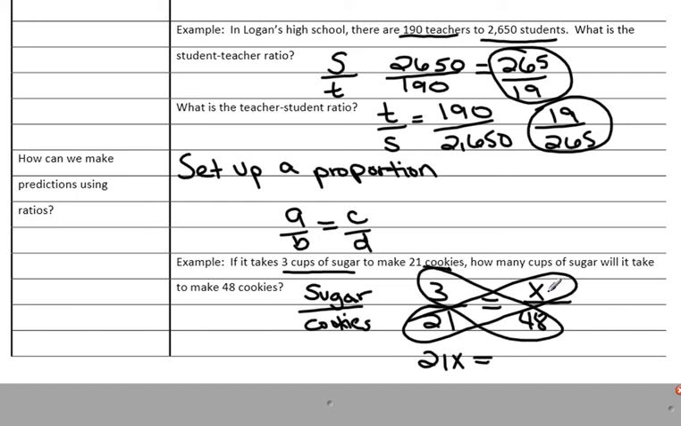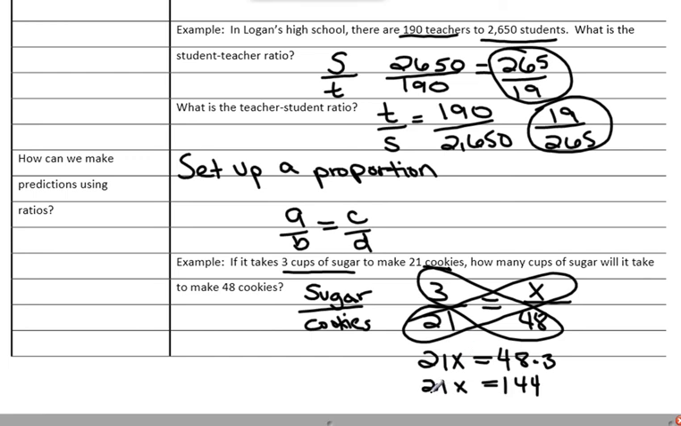So I would do 21 times x equals 48 times 3. So 21x equals 144. Dividing by 21, I will get a decimal, but I'm just going to round. You're going to get 6.85. So I'm going to round that to 6.9. So it's going to take about 6.9 cups of sugar for me to get 48 cookies.